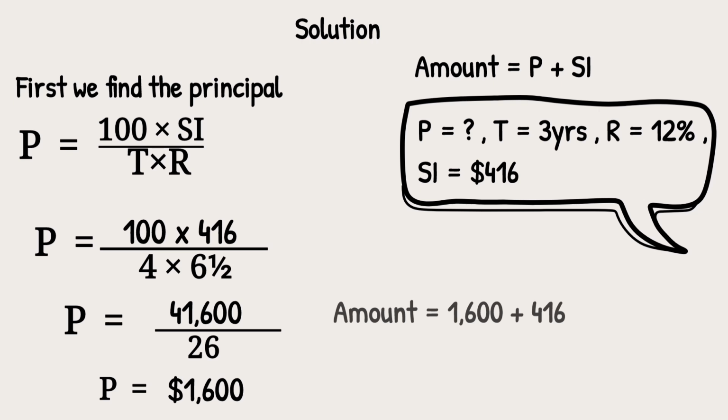$1,600. Now, to get our amount, we sum our principal with our simple interest. In that case, we'll be having 1,600 plus 416. In that case, the amount will be equal to $2,016.